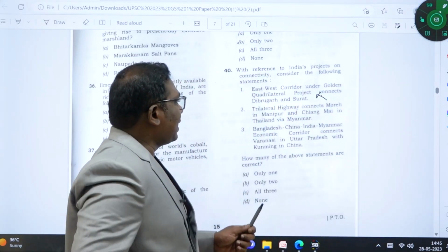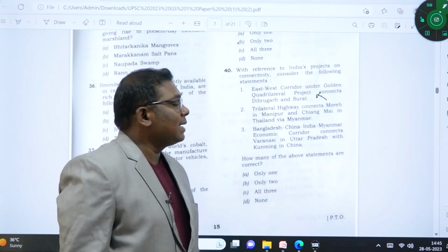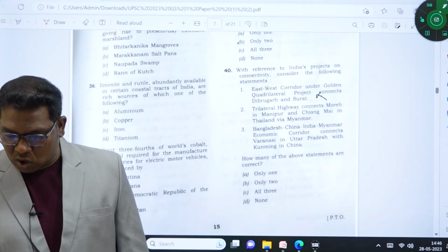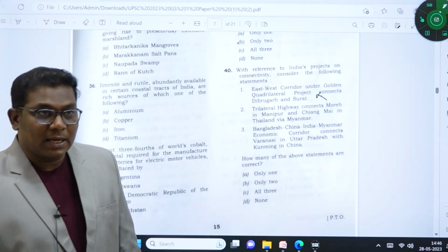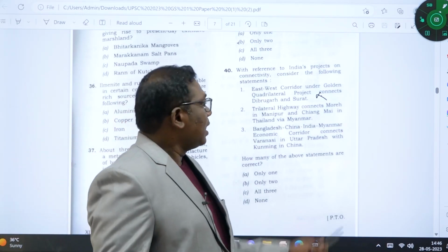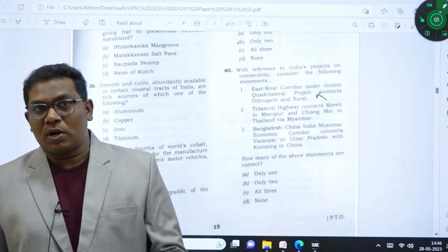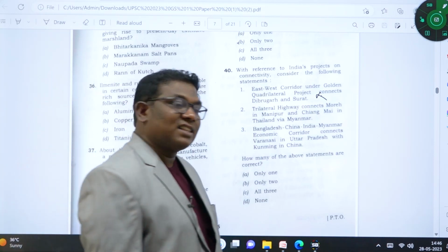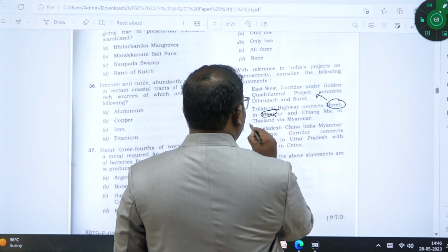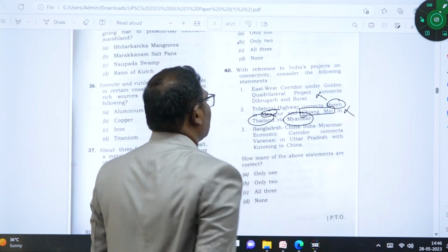And the trilateral highway connects Moreh in Manipur and Chiang Mai in Thailand. That was wrong. Moreh in Manipur is connecting not with Chiang Mai, but with Mesot. Chiang Mai is one of the largest cities of Thailand. Actually, Moreh in Manipur is connecting with Mesot in Thailand. Moreh is correct, Manipur is correct, it is connecting Thailand through Myanmar, but Chiang Mai is wrong. That's why statement 2 is also wrong.